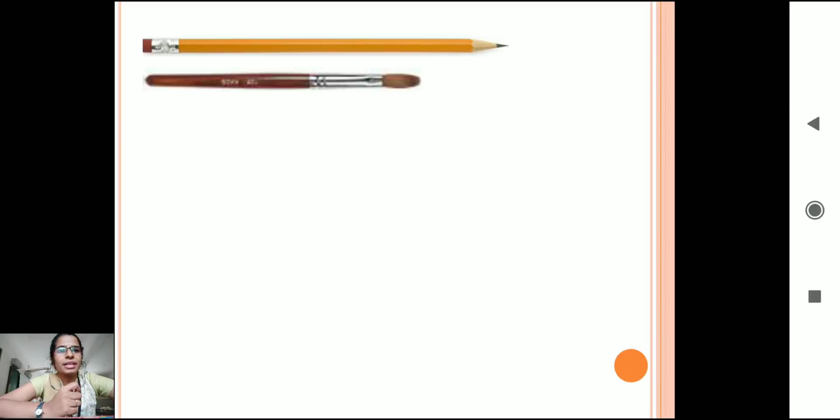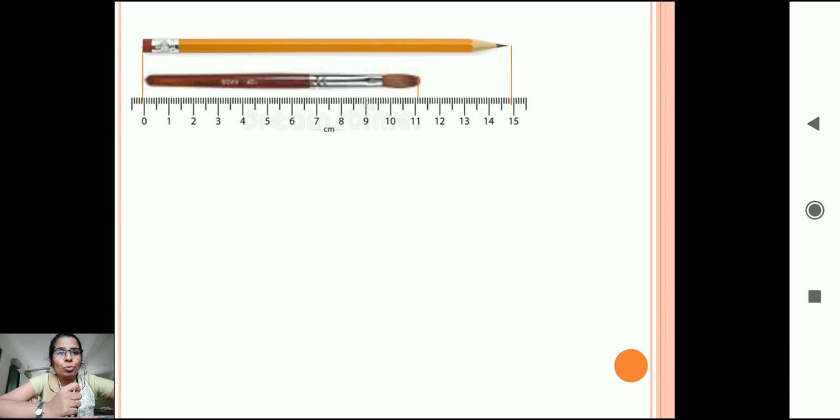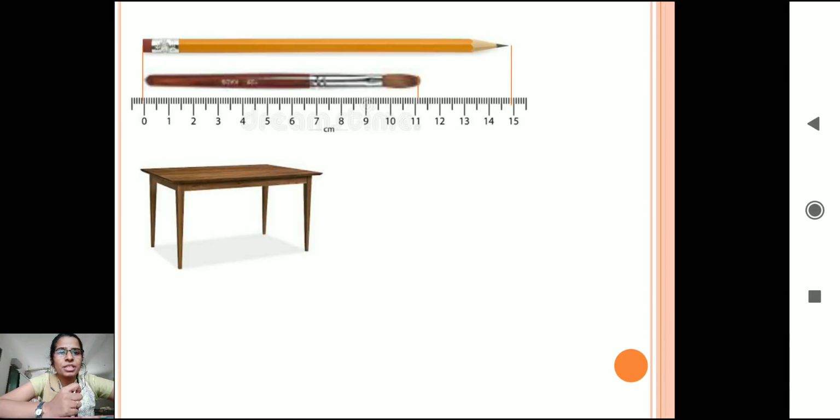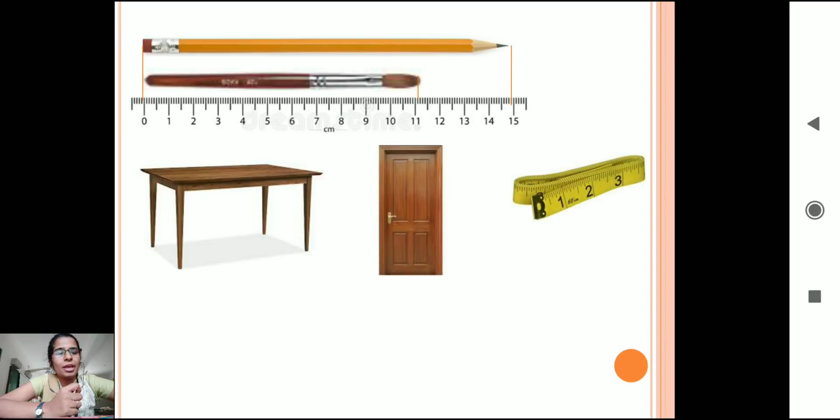Now here are certain examples I would like to share. We would have done in grade 3 and grade 2 also, measuring a pencil, measuring a paintbrush with the scale, how to measure, start measuring from 0 and then till 15 centimeter. Then tables. Now when we are measuring this table, door, can we measure it with a scale? Yes, we can. But it will take a lot of time. You have to climb and like, okay, for certain things we can also use a measuring tape.